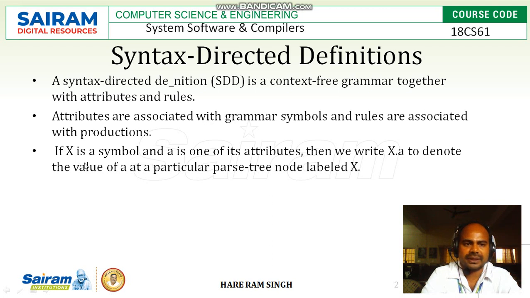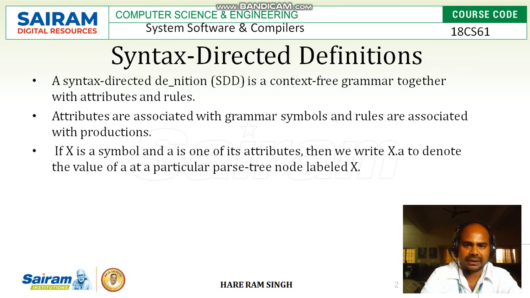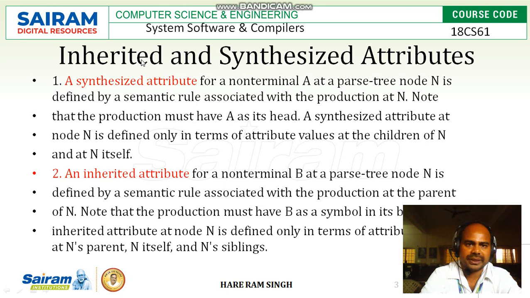Here, for example, if X is a symbol and A is one of its attributes, then we can write X.A to denote the value of A at a particular parse tree node labeled X. We will see that in the diagram very soon. But before doing the SDD graph, we will see what inherited and synthesized attributes are. First of all, the synthesized attribute.